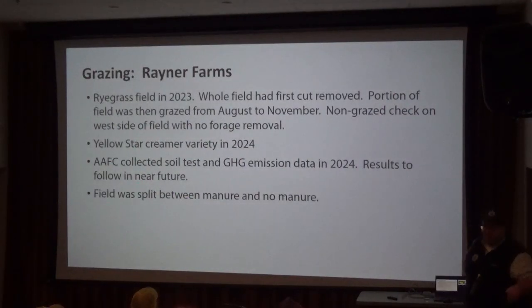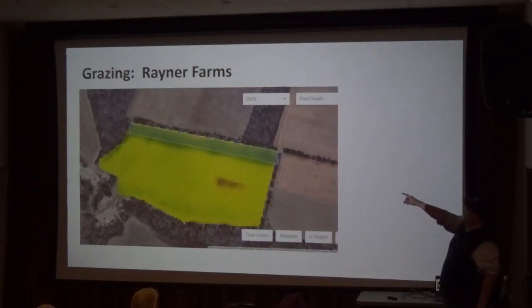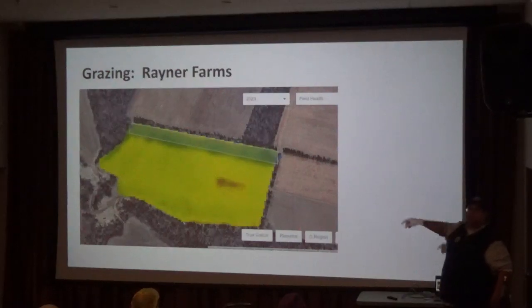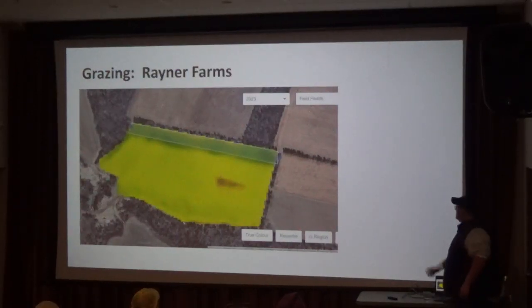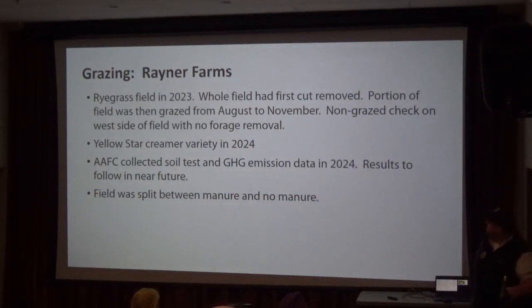Rainers up west, they have the cows and the potatoes, so it was easy to manage because they were just managing everything within the house. They had a ryegrass field that they took the first cut off of, and then most of the field they grazed, and a part of the field they didn't graze. That's where the no graze treatment was there on the top side, and the rest of it they grazed. That little brown spot's a manure pile. This was in a creamer variety that was grown for seed.